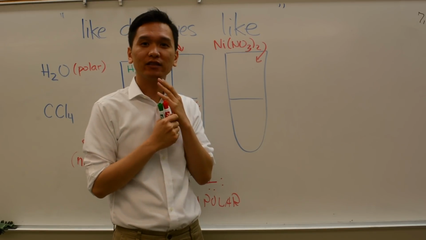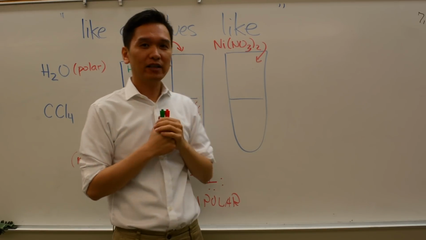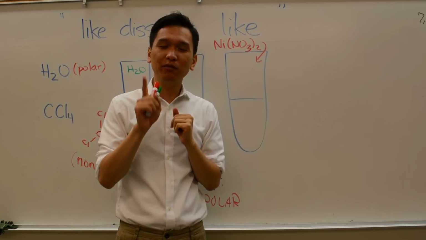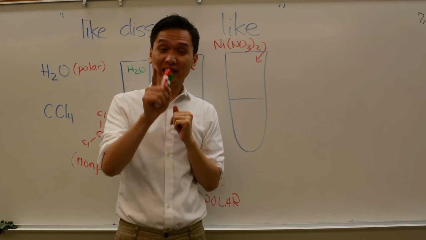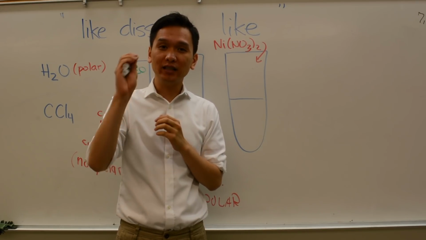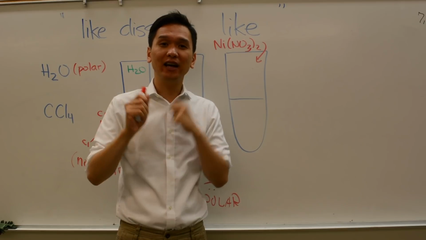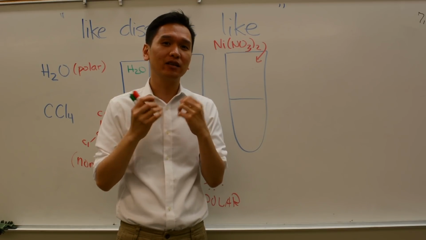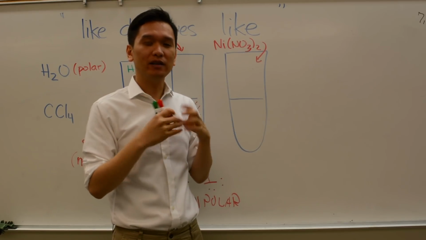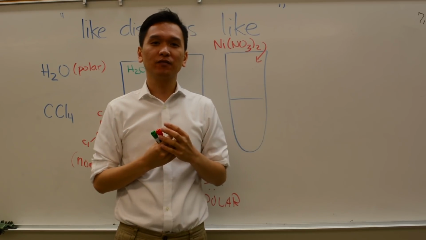So how would you answer this, right? You look at this and you ask yourself, is it a polar molecule or a non-polar molecule? It's not. It's not a molecule. What is it? It's an ionic compound. If it's an ionic compound, it's positive and negative, cation and anion. So it is charged. If it's charged, which one would it go into? Which one is happy to interact with it?